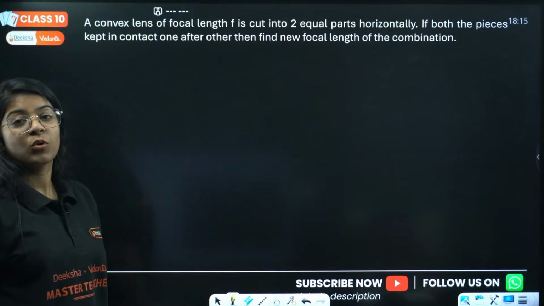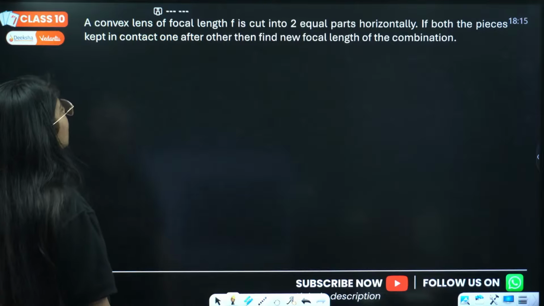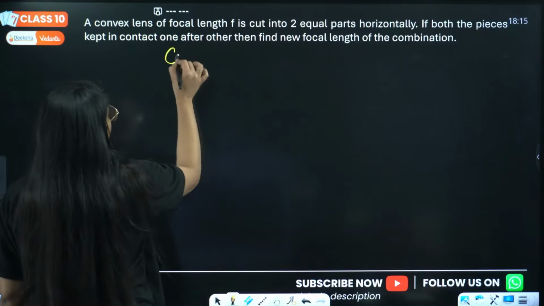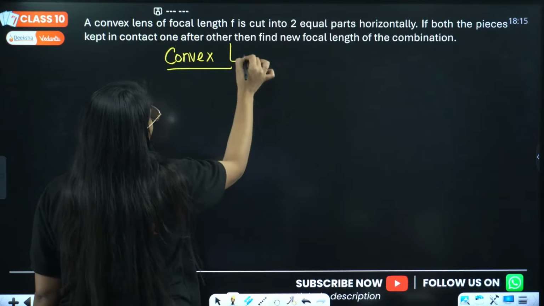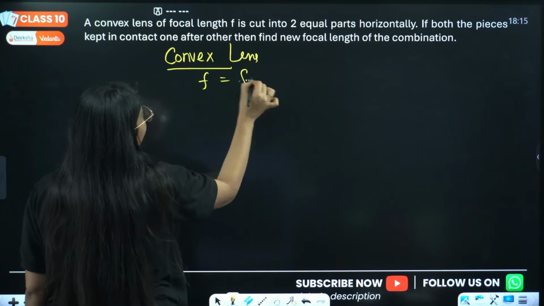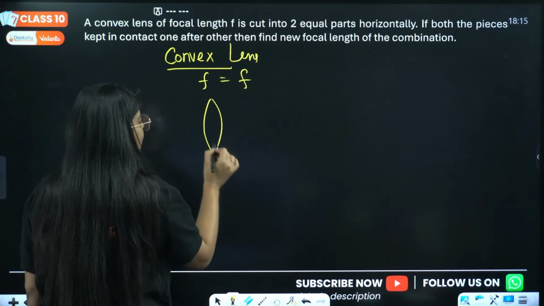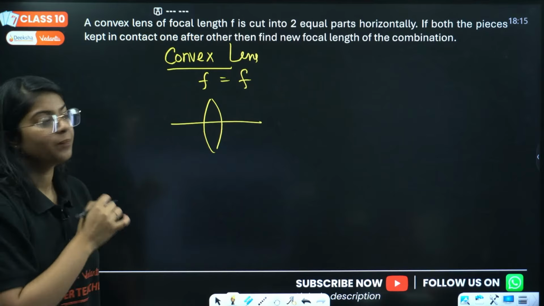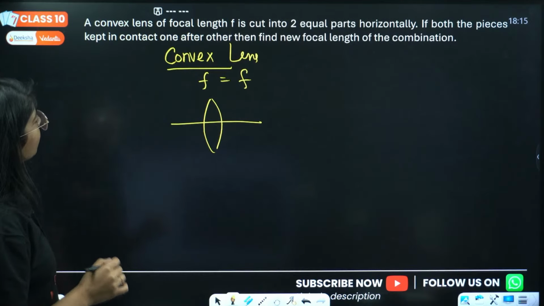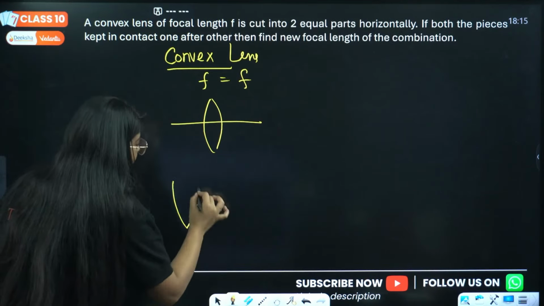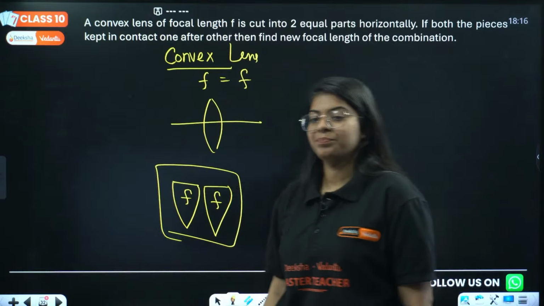See, we are solving some questions from the chapter light. Okay. So, a convex lens of focal length f is cut into two equal parts horizontally. We have a convex lens. It is being cut into two different parts horizontally, right? If both the pieces are kept in contact one after the other, so they are saying if we keep these pieces like this one after the other, find the new focal length of the combination. This is also f, this is also f. We need to find the focal length of the new combination.